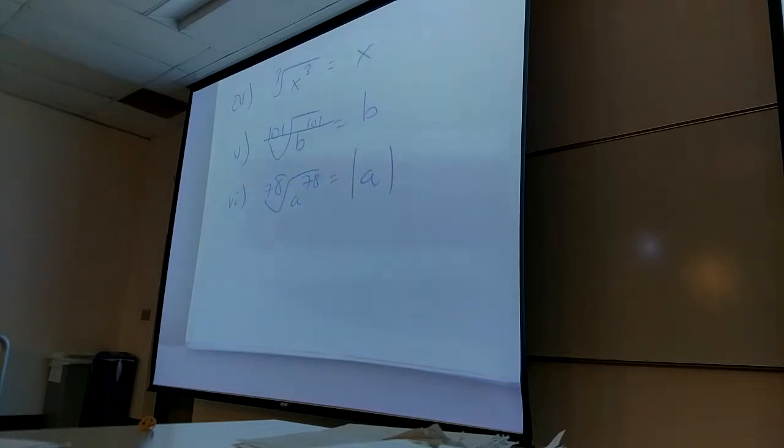Wait, so for the one before that, why is it just B? It's an odd root. Odd roots are allowed to be negative answers because odd powers could come out negative. Even powers can't for real numbers.